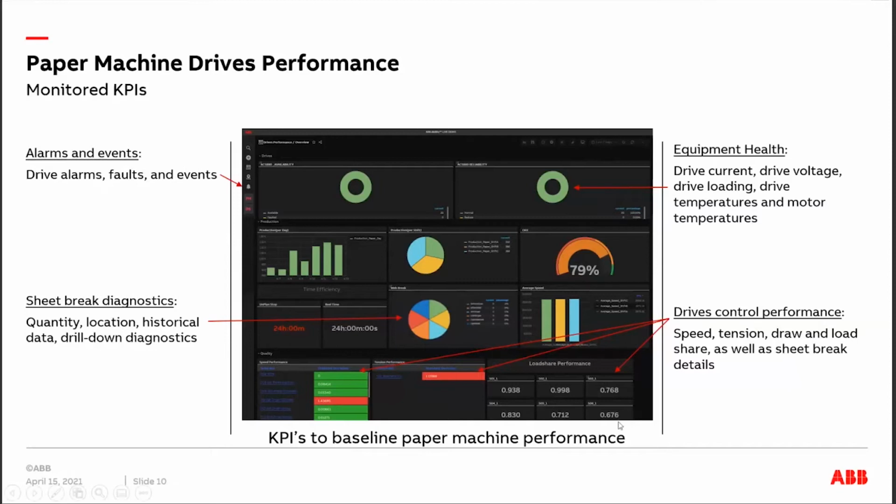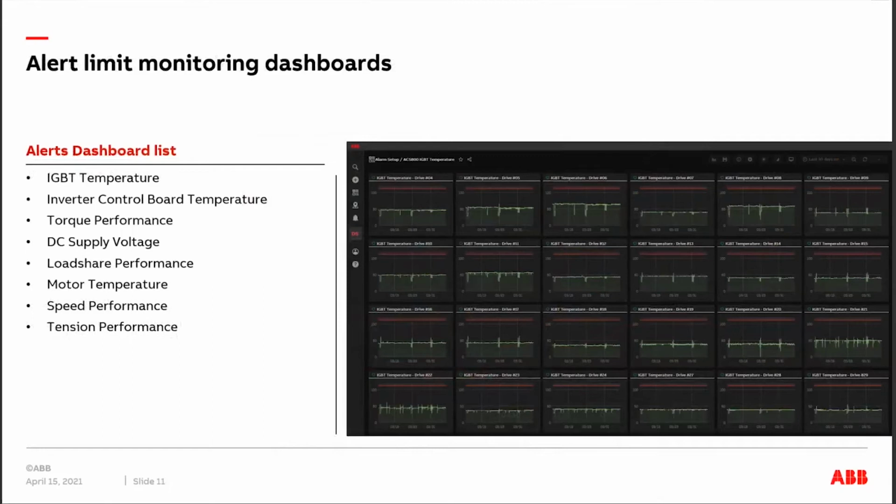So this provides again the high level information, and now I'll give you some examples of drilling down, and we'll start with alarms and an example of drilling down into that. So imagine you clicking on that button, and what you come to then is this dashboard, and this dashboard can be providing information for a number of different types of things here, including the IGBT temperatures, the inverter control board temperatures, the torque, the voltage, the load share performance, motor temperature, speed performance, tension performance. And in this case, it's giving an example of the IGBT temperatures.